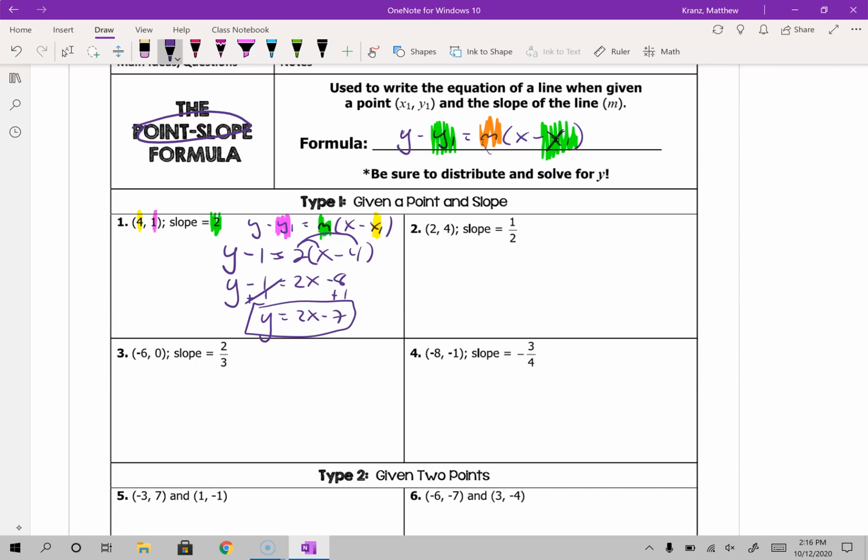So basically what we're doing is we're taking some information where we're given a slope and a point. We're putting it into the point-slope formula to put it into the slope-intercept formula. So now we know the slope and the intercept so we can graph it. So let's try this one.